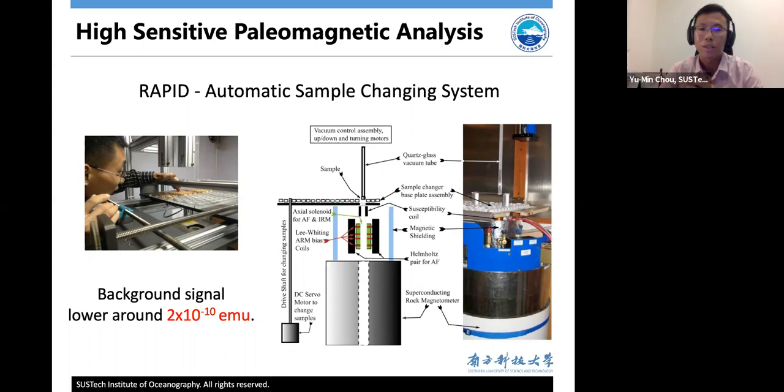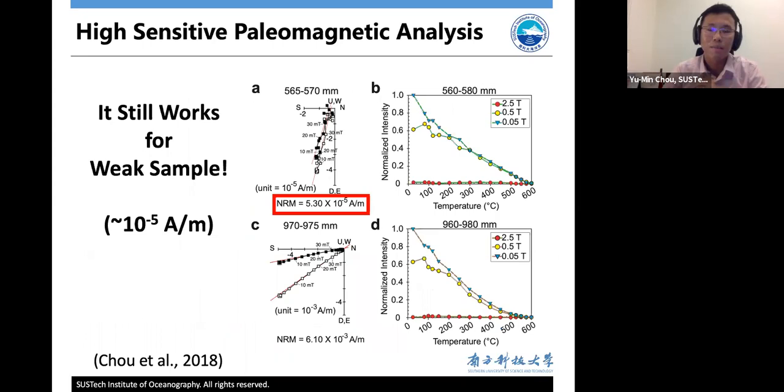They use this system, the background is quite low, and we can get a very weak signal from our stalagmite. Like my samples, I can get it. Even though the sample is quite weak, the remanent intensity is about 10 to the power of minus 5 ampere per meter. However, we still get one component, CHI, here. So that means this machine is quite powerful for us to take a weak signal from our sample.